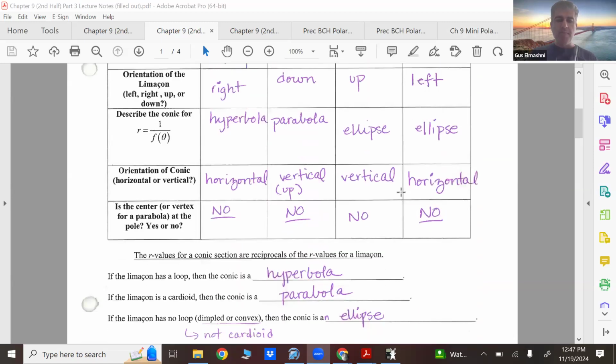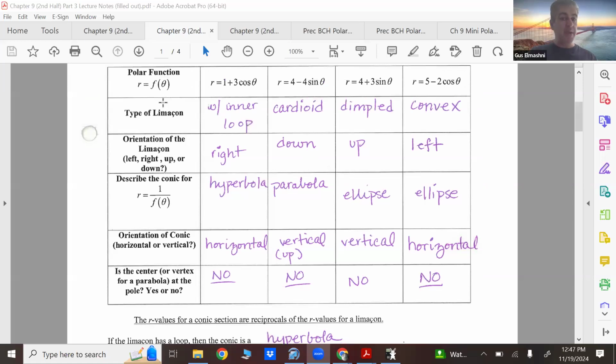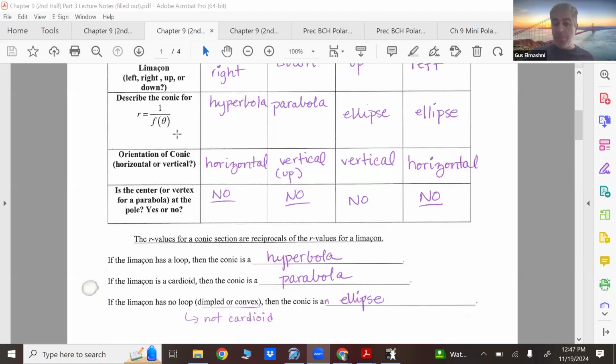R values. The R values for a conic section are reciprocals of the R values for a limaçon, as we just saw, because you're flipping these, right? If the limaçon has a loop, that's a hyperbola. If it's a cardioid, it's a parabola. No loop, it's basically a dimple or convex, so not a cardioid, it'll be an ellipse. That just summarizes everything we've talked about so far.